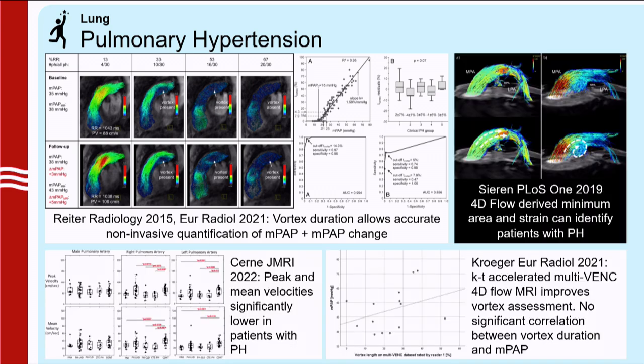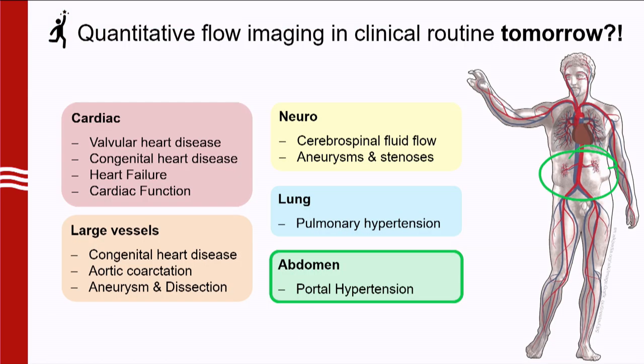Unfortunately, other groups, including our own group, weren't able to reproduce these results, but there are other parameters out there on top of that that could help with diagnosing pulmonary hypertension. So I think this is a very interesting field that could help a lot of patients.